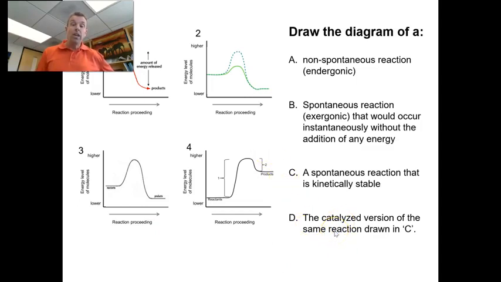All right, so what's the catalyzed version of the reaction? Well, the catalyzed version would be up here in 2. So assume this dotted line is the original non-catalyzed reaction, the solid green line would be the catalyzed version, right? And again, remember, it does not change the energy of the reactants, does not change the energy of the products, therefore it doesn't change the delta G, it just lowers that energy of activation of your reaction, helping it occur more quickly and at physiologically relevant temperature and pH and pressure, etc.